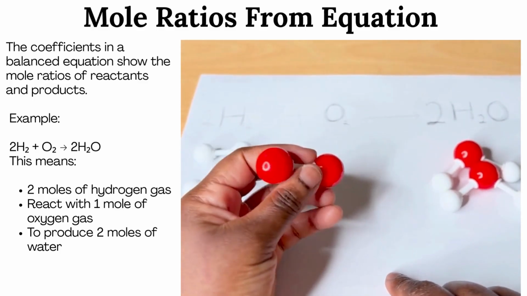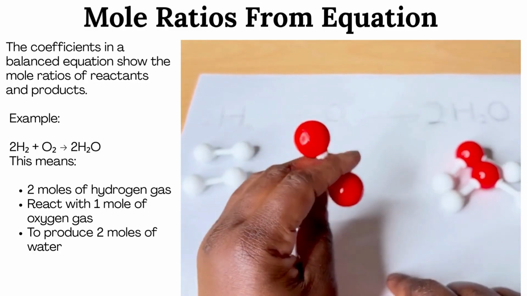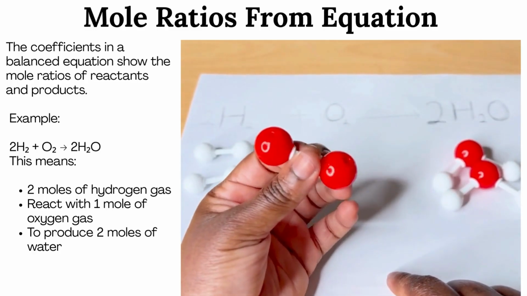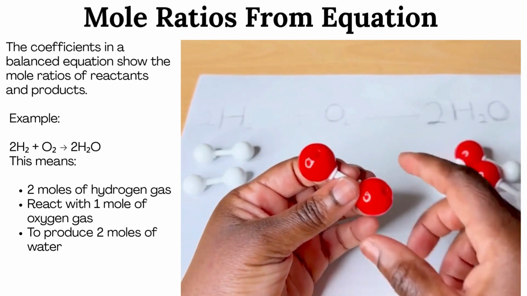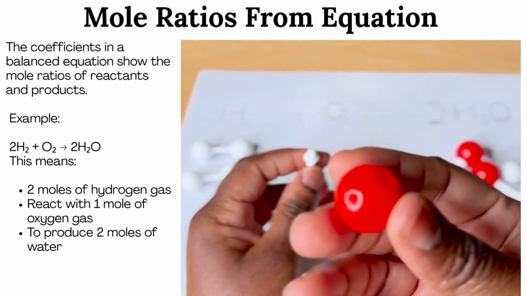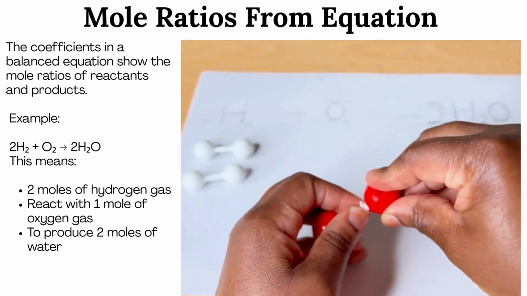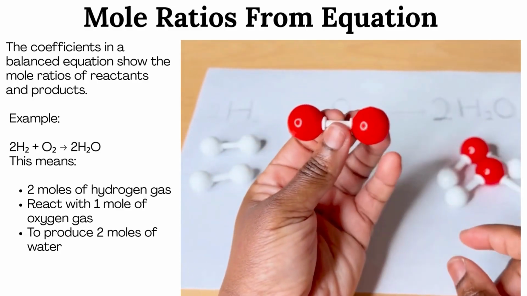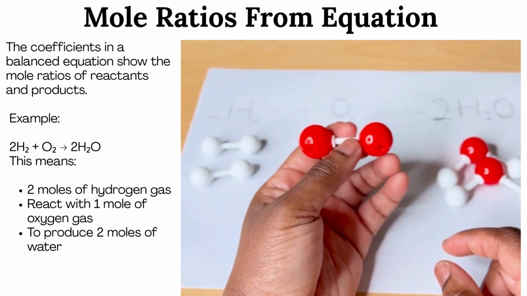Oxygen, the coefficient here is 1. That is, we have 1 mole of oxygen. 1 mole of oxygen is made up of 2 oxygen atoms. Again, each red ball represents 1 oxygen atom. So this is our 1 mole of oxygen gas.